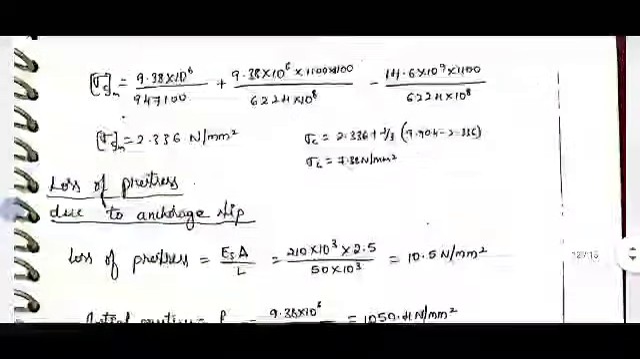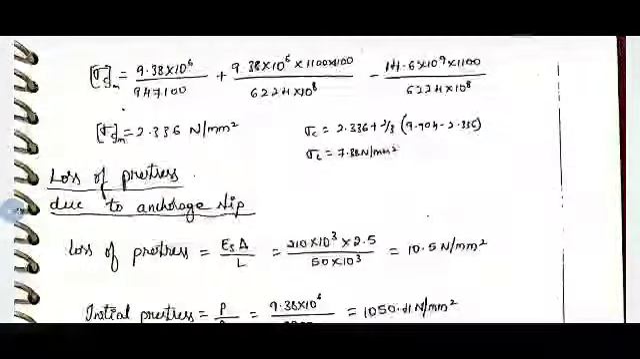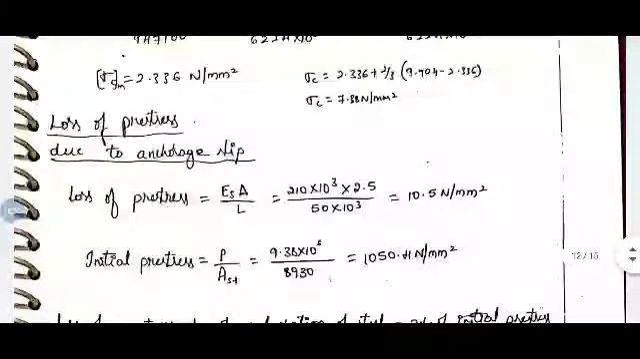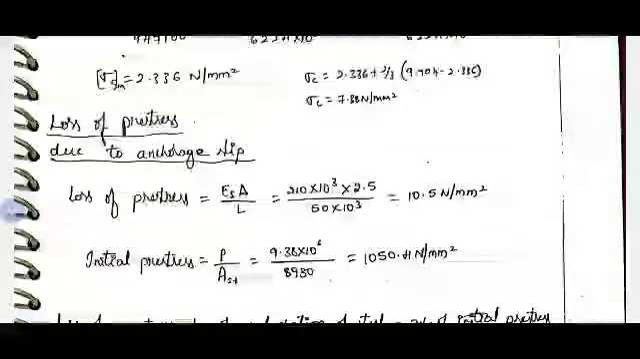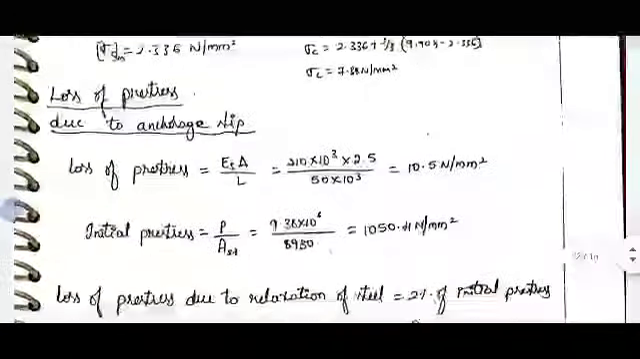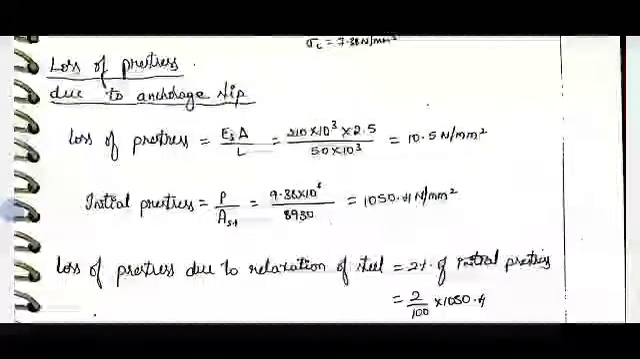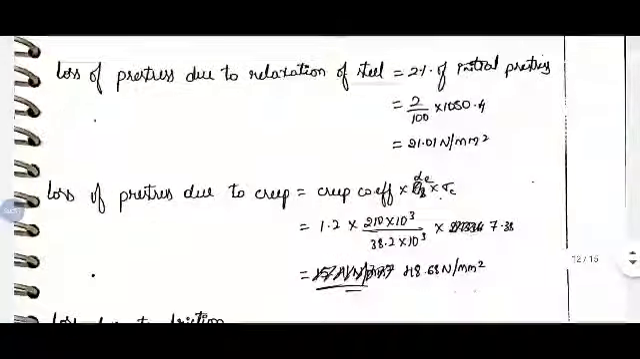So then loss due to anchorage slip, Es delta by L, 10.5 Newton per mm square. Initial pre-stress P by Ast, area of steel, because stress we need to consider for further calculations. So 1050 Newton per mm square. Loss of pre-stress due to relaxation of stress, 2% of 1050 Newton per mm square. Loss of pre-stress due to creep, creep coefficient is given, so creep coefficient method, phi into alpha E into sigma C.